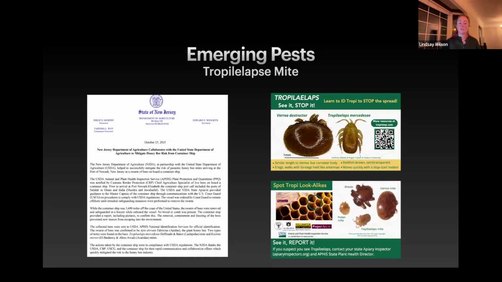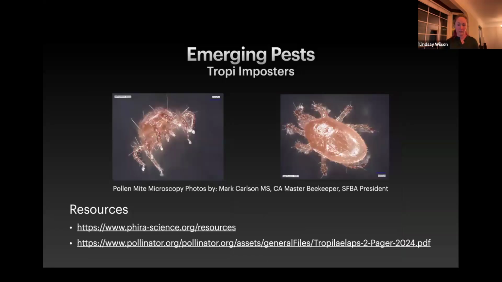But I'm so thankful that we caught this off the coast of New Jersey. Because if Tropilaelaps mite came into the United States, we would need to do quite a cooperative, concentrated effort to get it back out of here, like we did with the hornets. And that involves cooperation between beekeepers, ag inspectors, veterinarians, and the government at large to be able to keep these pests away. We have some very cute Tropi imposters here.